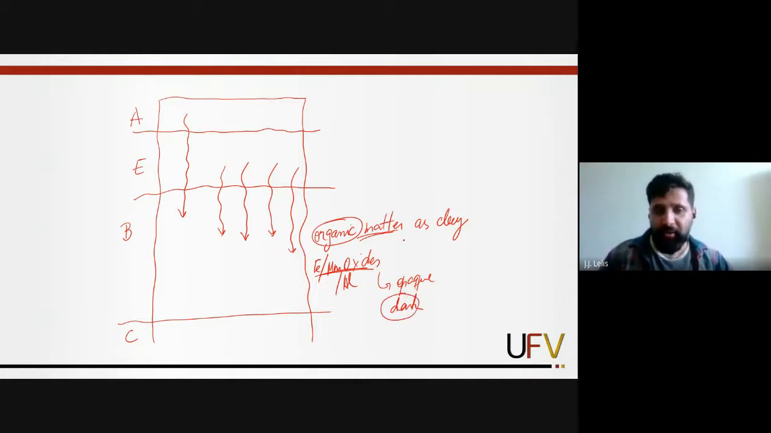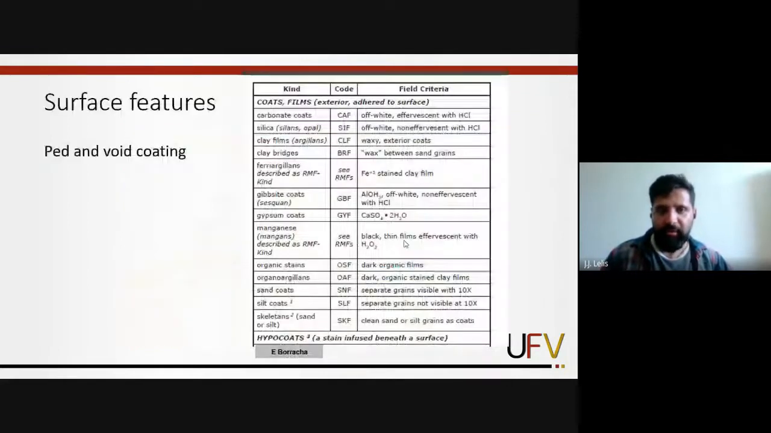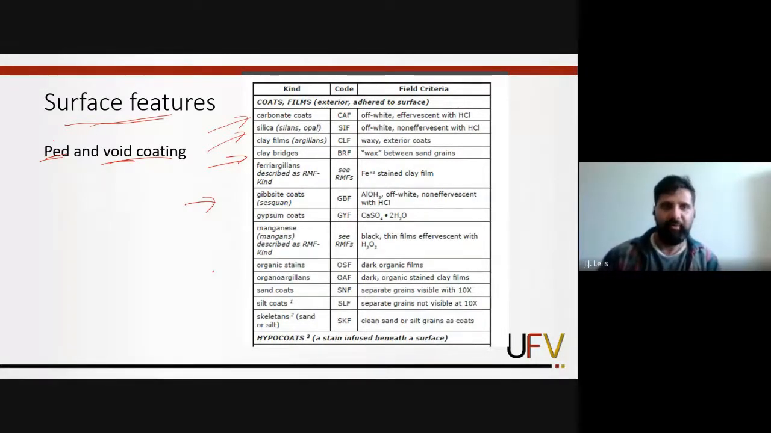So migration of material always creates something on the surface of peds or the filling of voids. Depending on the kind of material, for clay, specifically silicate clay, you create very specific surface features, okay? If you have migration of carbonate or silica or gibbsite or manganese or organic matter, you have different surface features, okay?